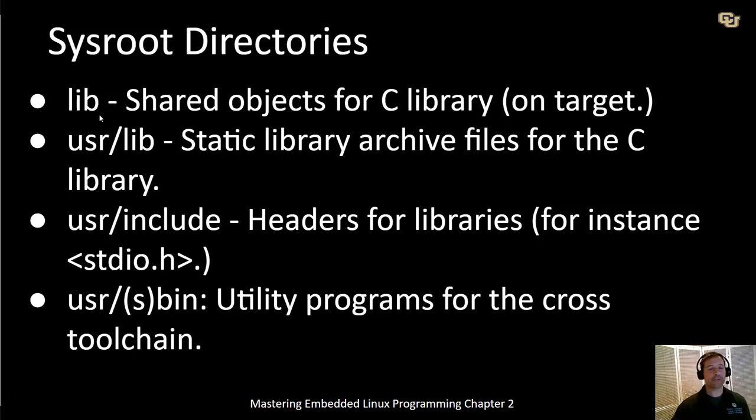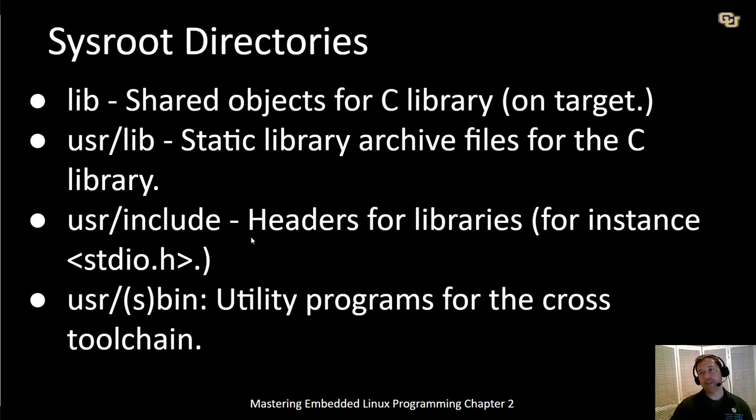So some of the different directories in your sysroot: the lib directory is going to hold the shared objects for the C library, and so this is content that's going to need to be installed on the target. The usr/lib directory is for static library archive files, so this is used as a part of the C library compile steps.